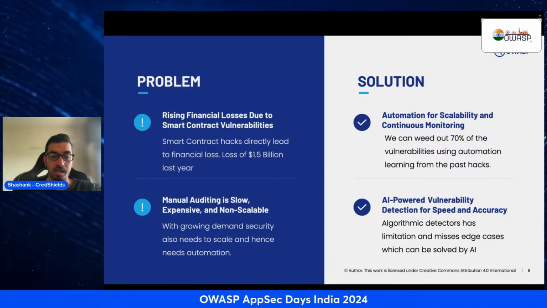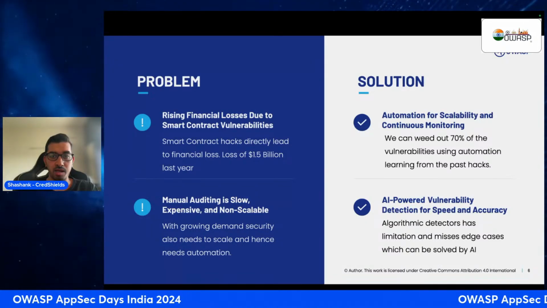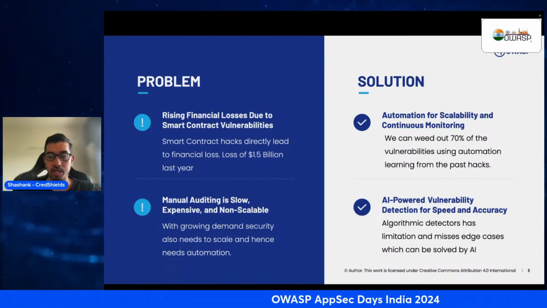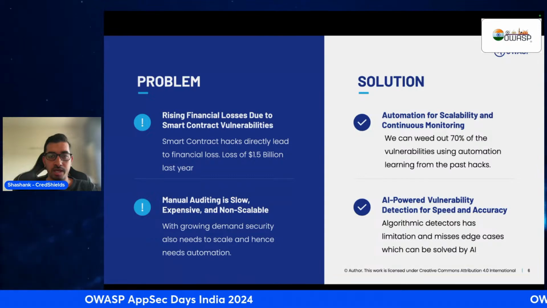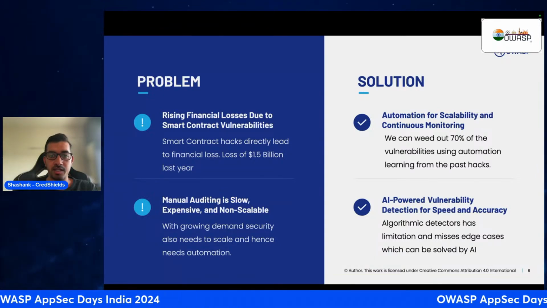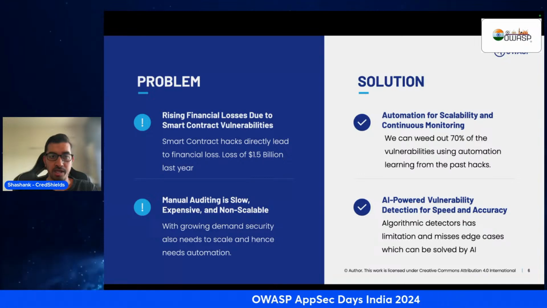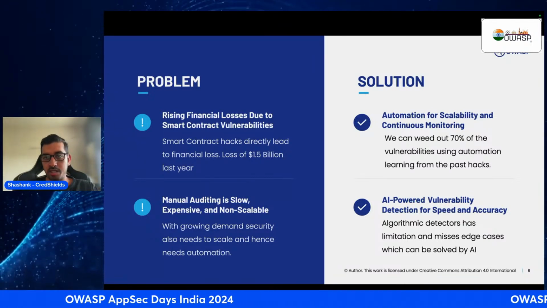There are times during a bull run when auditing companies have a backlog of 5 months or 4 months. It happened in 2022 and 2021. So security gets rushed because there are fewer people, and it has not been scaled yet. The solution is automation.